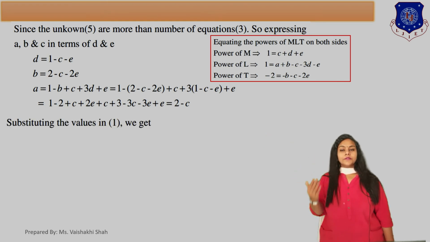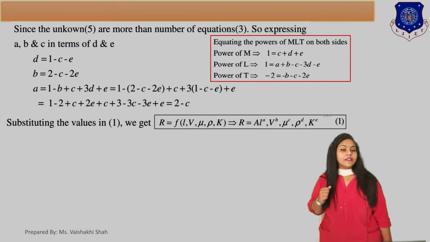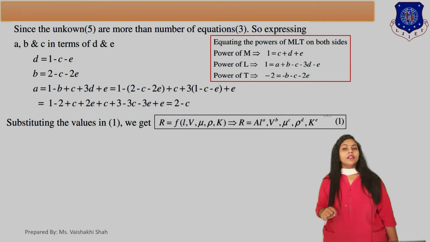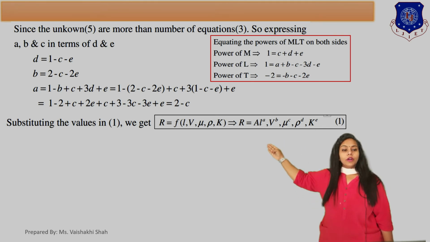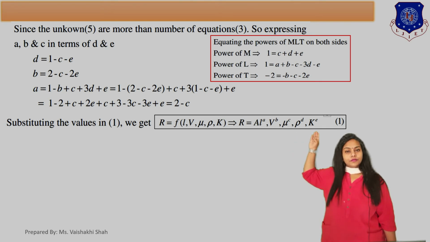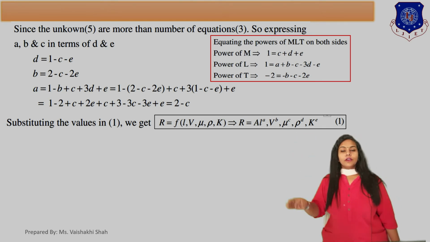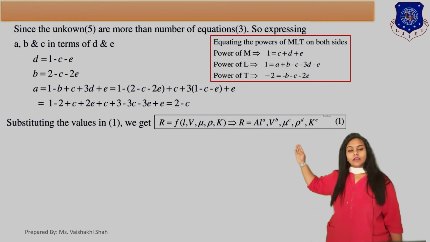Now substituting the value in equation 1. Now what is equation 1? This. We know that R is a function of L, V, mu, rho and K. So this is your equation number 1: A, L raised to A, V raised to B, mu raised to C, rho raised to D and K raised to E. Now substituting the values of A, B, D in equation 1.